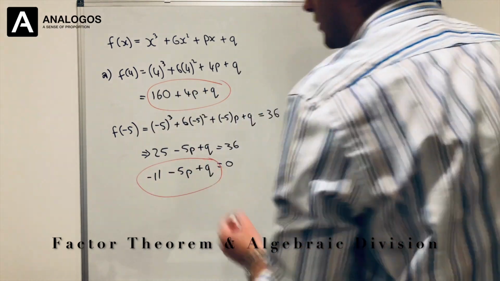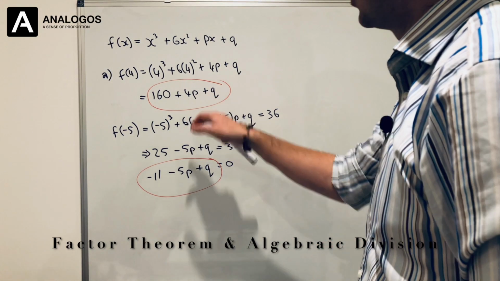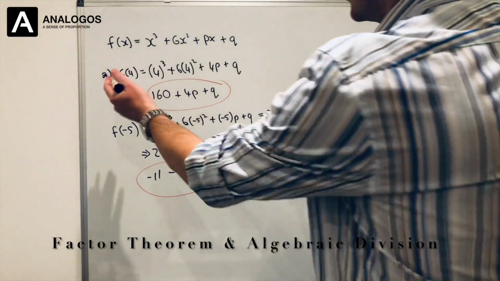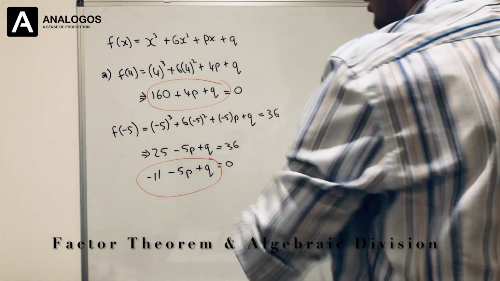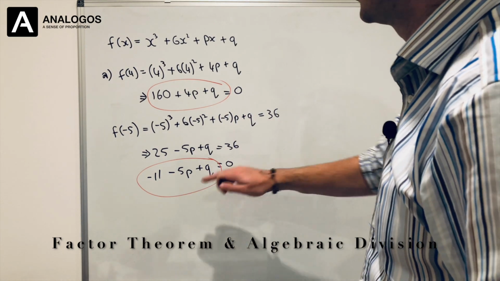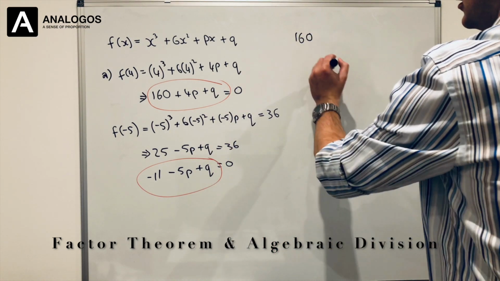Okay, so now hopefully you can see that we're going to use these two equations here to solve the two missing variables p and q. I should have put in here that that's equal to 0. They told us that at the start. Therefore 160 plus 4p plus q equals 0. -11 minus 5p plus q equals 0. Okay, we're going to equate these.